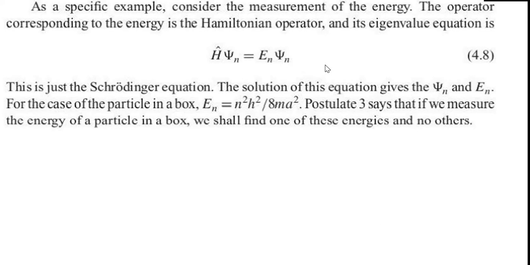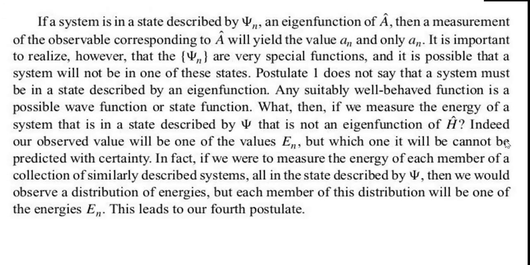Say for example, as you know, for the one-dimensional particle in a box problem, this En comes as n square h square by 8m a square. So postulate 3 says that if you measure the energy of a particle in a box, we shall find one of these energies and no others. So that is postulate 3. Okay, that you will get the value which is an eigenvalue.